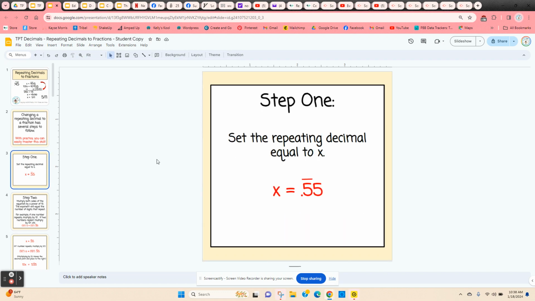So step 1, and you want to go through these slides with the students before they go on their own, is just set that repeating decimal equal to x. It can be any variable, but we're going to use x.